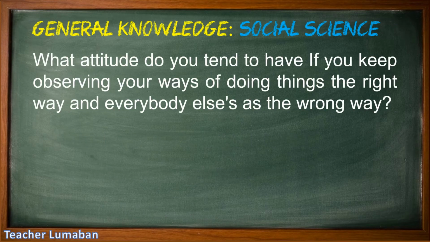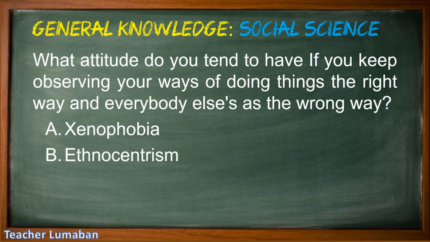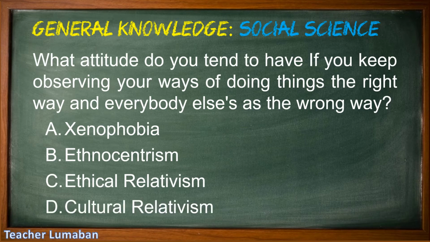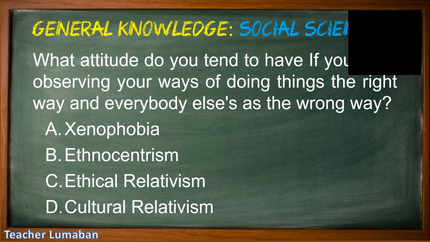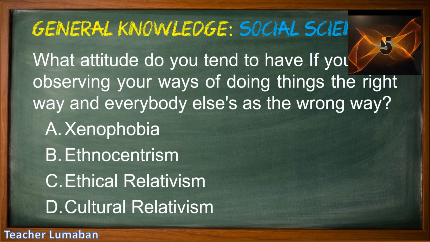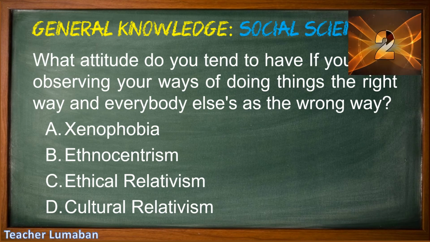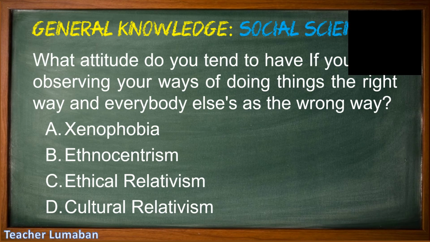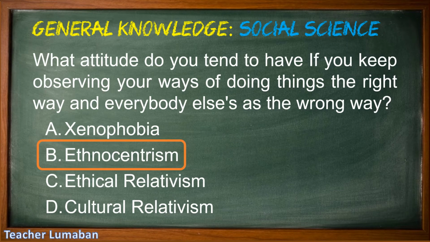What attitude do you tend to have if you keep observing your ways of doing things the right way and everybody else's as the wrong way? Letter A, xenophobia. Letter B, ethnocentrism. Letter C, ethical relativism. Letter D, cultural relativism. Please choose the suitable answer to the following choices in 5 seconds. 5, 4, 3, 2, 1. The correct answer is letter B.